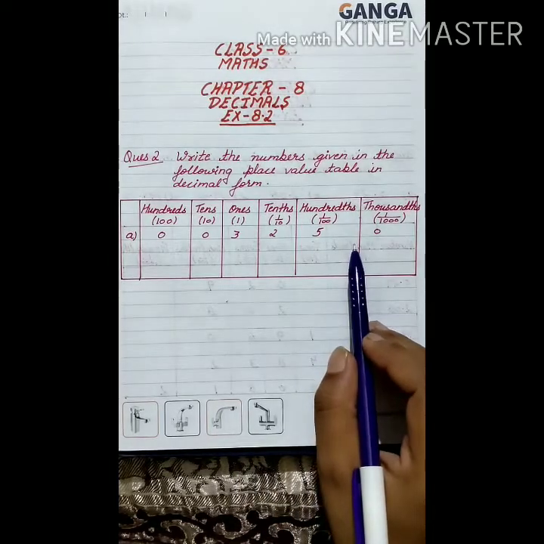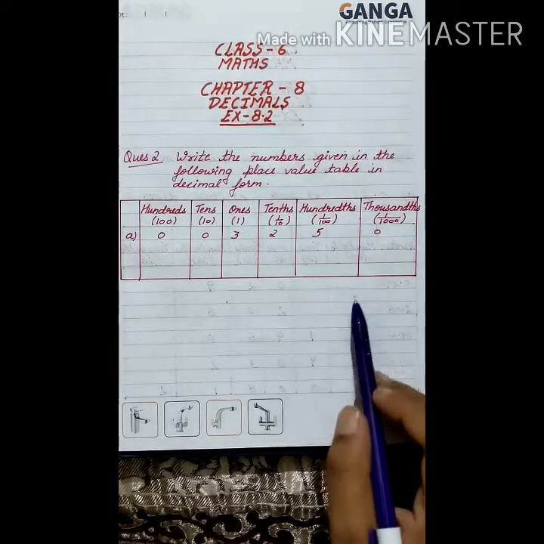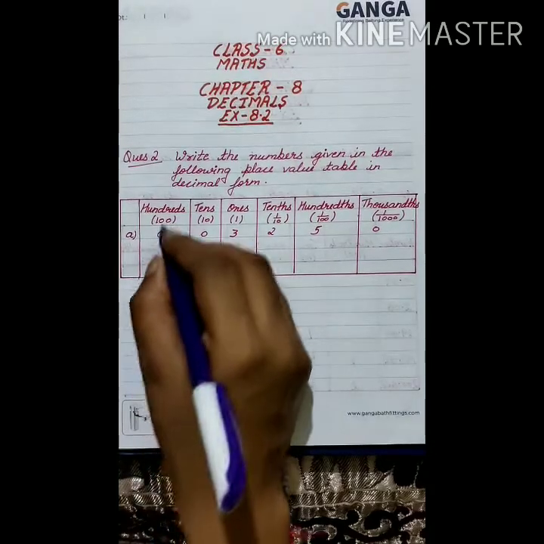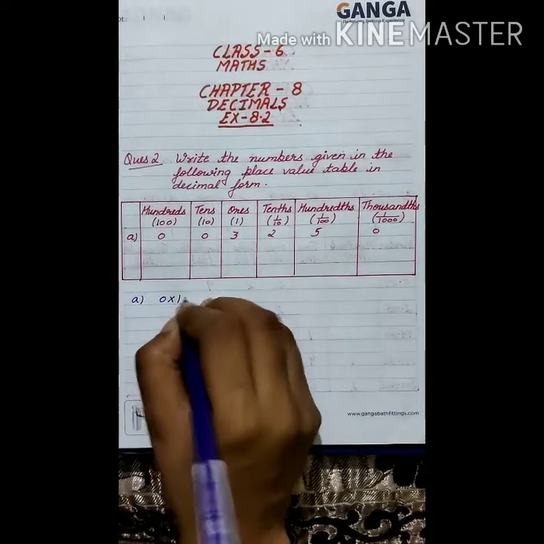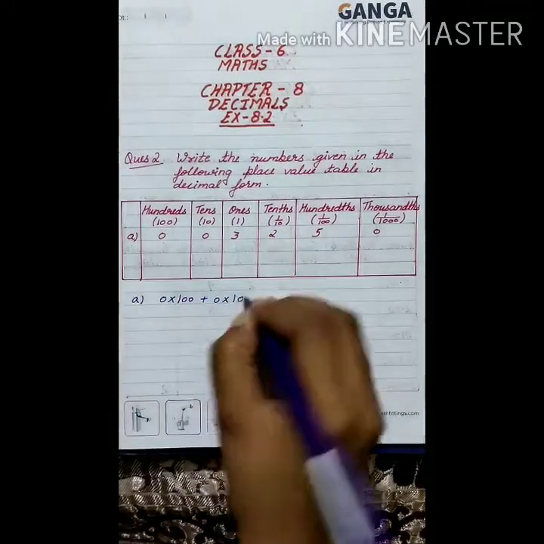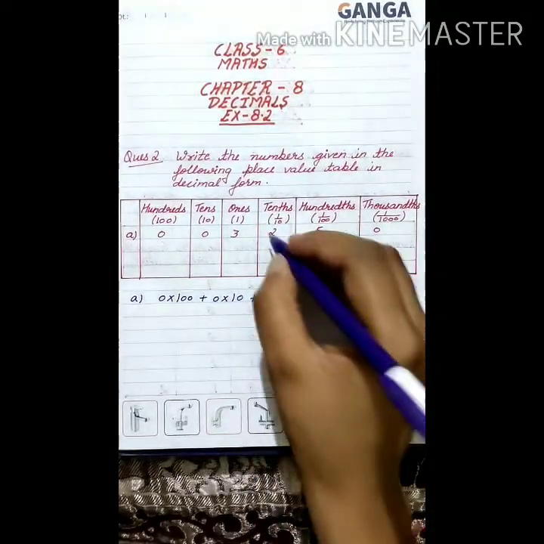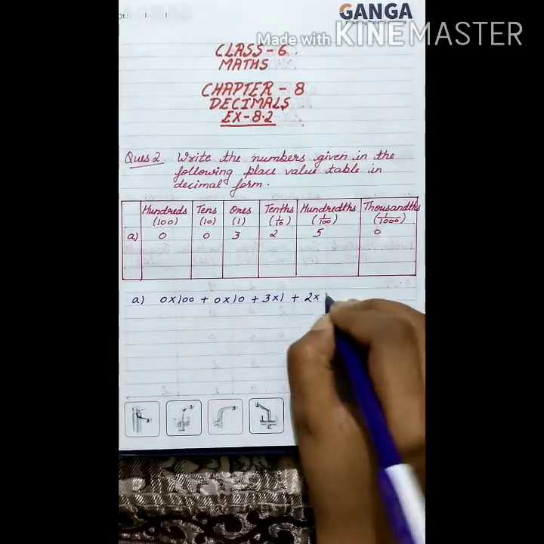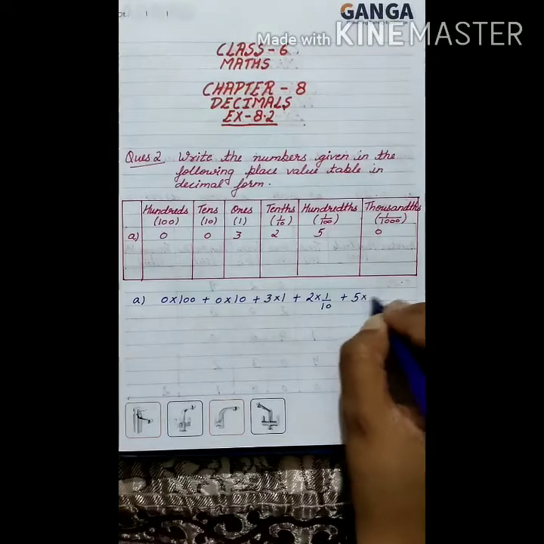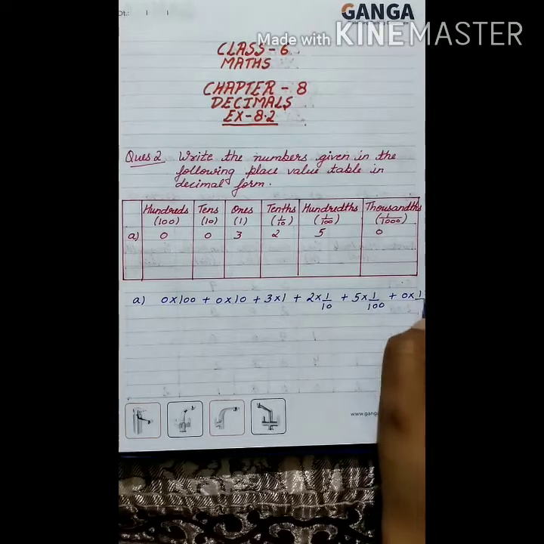003250 represents the face values, and we know that the place value of a digit is equal to position value into face value. So we will write here, first part: 0 multiply 100 plus 0 multiply 10 plus 3 multiply 1 plus 2 multiply 1 upon 10 plus 5 multiply 1 upon 100 plus 0 multiply 1 upon 1000.